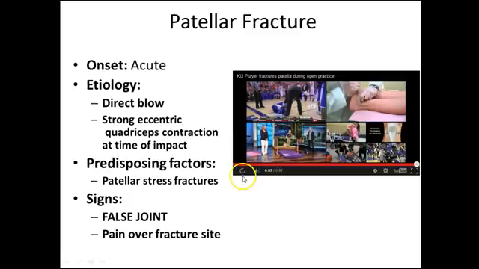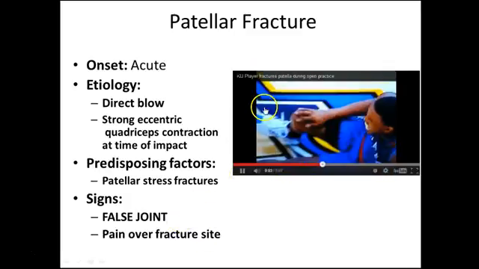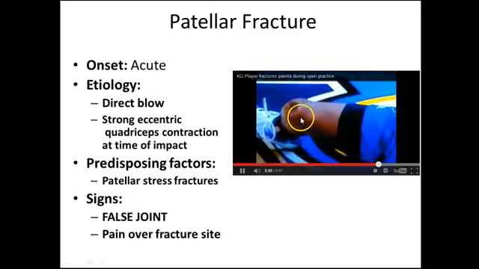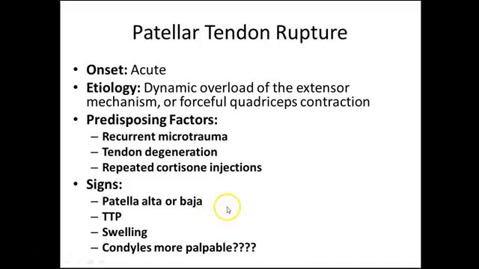Number one sign is a false joint. So going back to this video, the false joint is this right here, right? That looks like a joint, okay? And then number two would obviously be pain over the fracture site. But again, the number one sign would be the false joint.